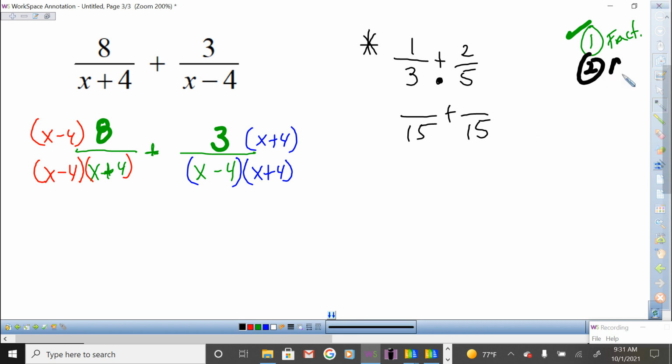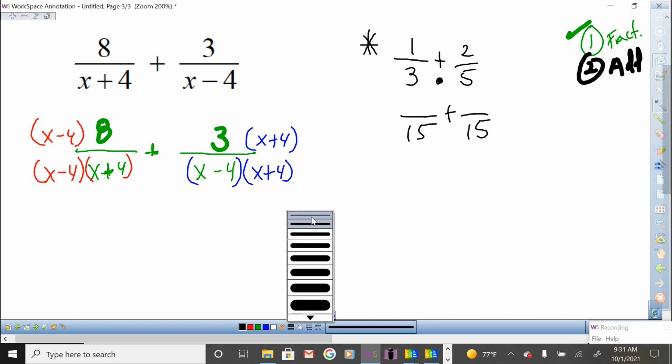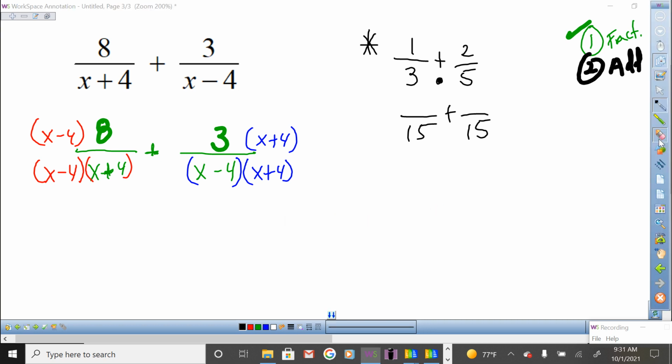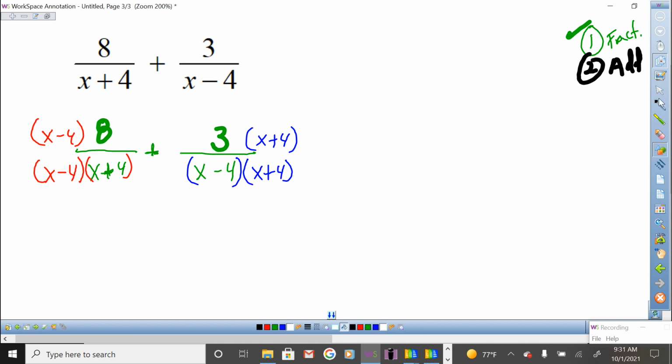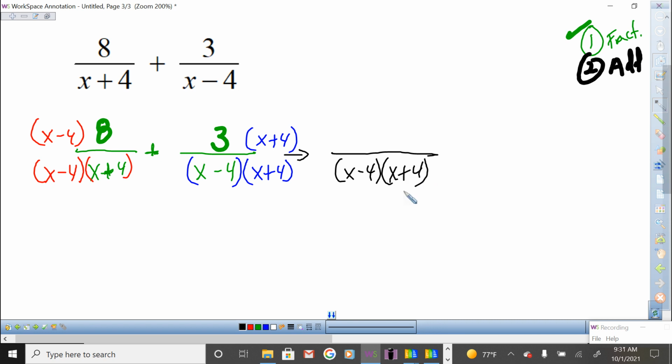What are we going to do? We're going to add, Mr. Q. And how do we add? Well, we need to rewrite this as one fraction. So, hold on, let me move this out of the way. There it is, okay? So, what is my common denominator? X minus 4, x plus 4.